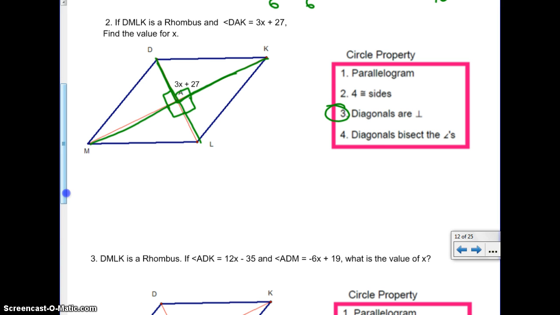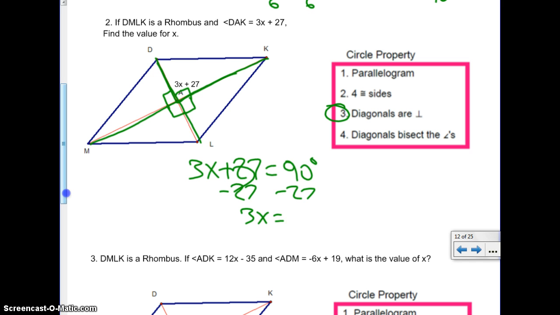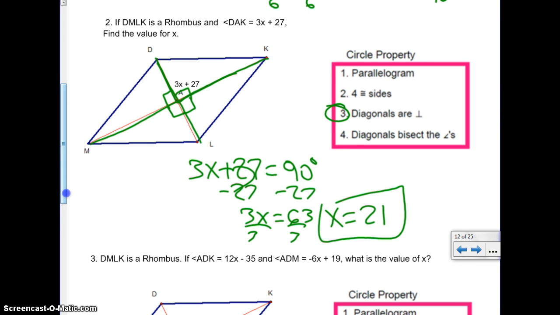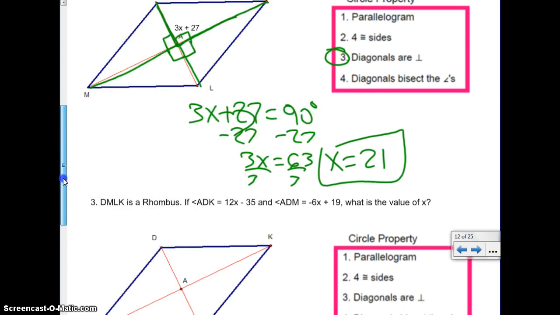Which means 3x plus 27 is going to be equal to 90 degrees. So 3x plus 27 equals 90 degrees. So we subtract 27 on both sides. We get 3x equals, what's that, 63? And then we divide by 3. X equals 21. Easy enough. You guys are flying through this. We're doing a great job.